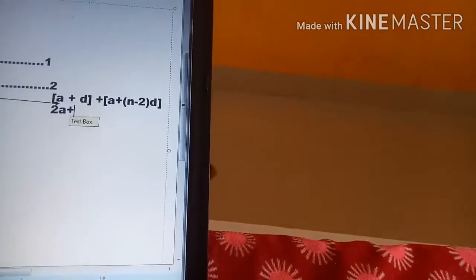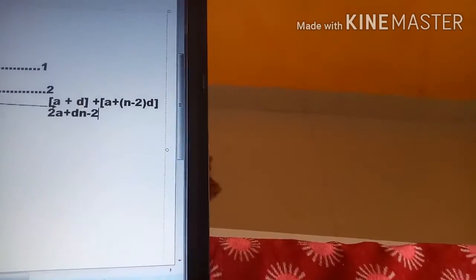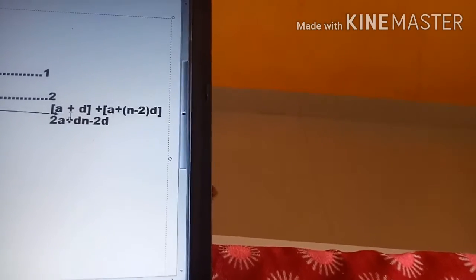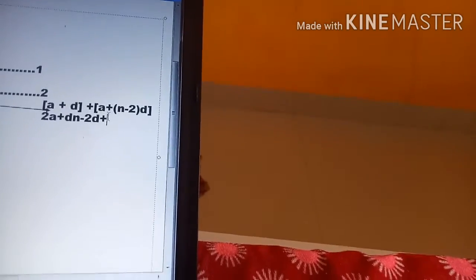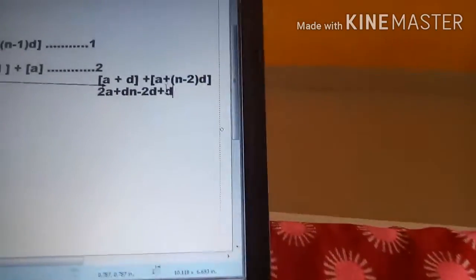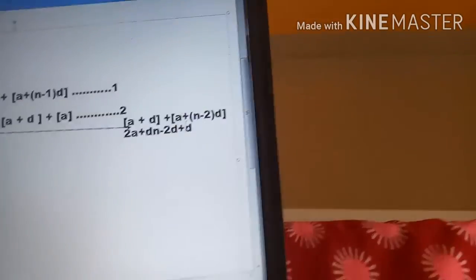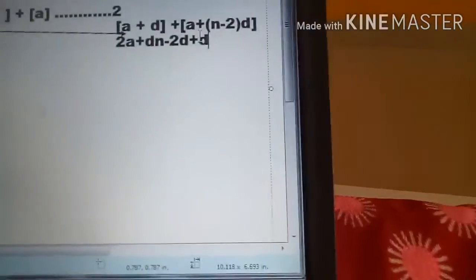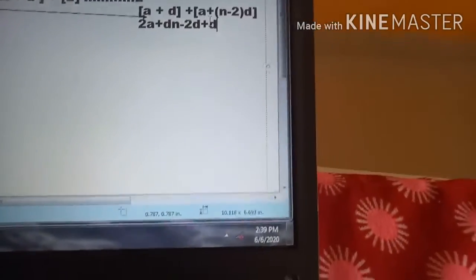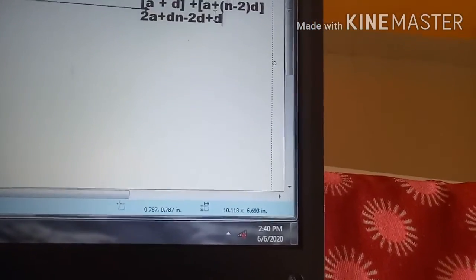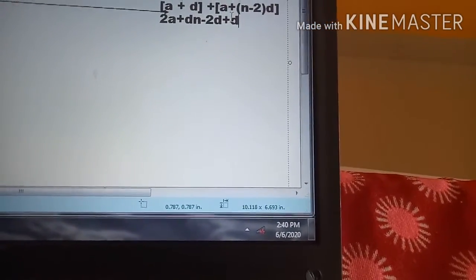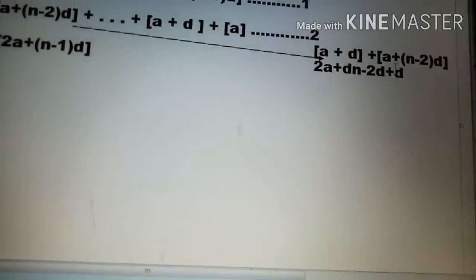So if we open the bracket, d into n is dn, minus d into 2 is 2d, and plus this first d, this d as it is. So minus 2d and plus d, then we have to subtract, and if we subtract, what will become? Minus d. So dn minus d, if we take common once again, what will remain? n minus 1 into d.